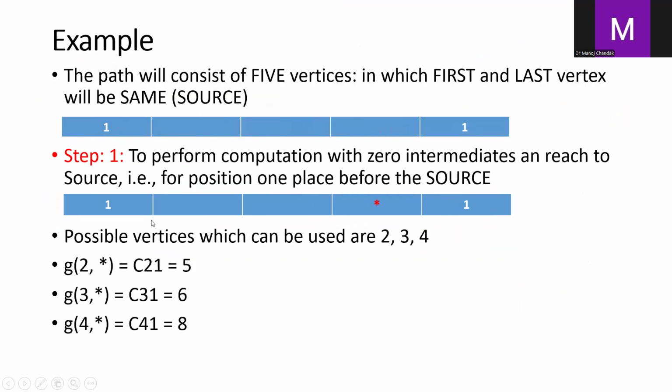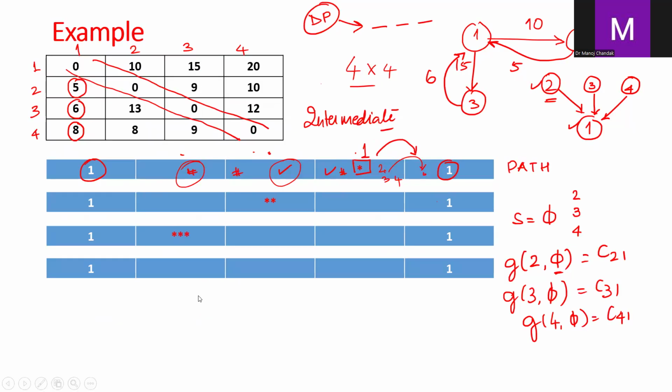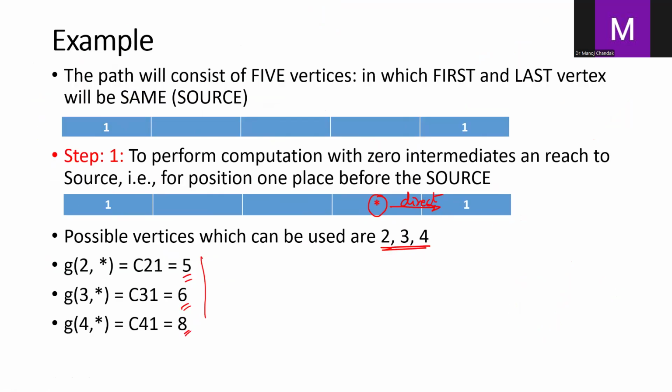So if I say no intermediate means I am standing here and I want to travel to 1. So there is a direct path and there is no intermediate. Hence I can write 2, 3, 4, and I can take this as my final distances from the matrix. So this 5, 6, 8 is coming from the matrix. Now the formula becomes more complex if I am using one intermediate.